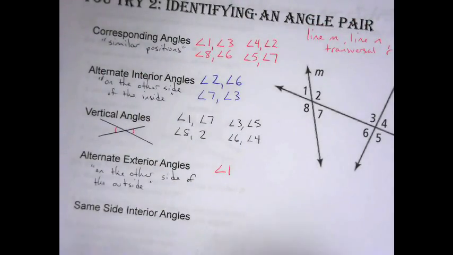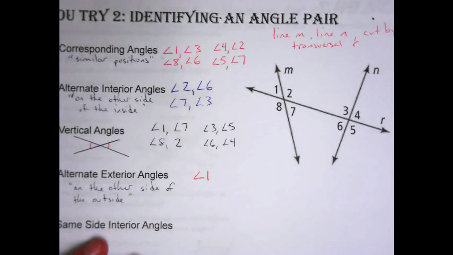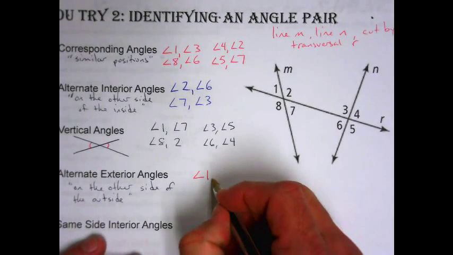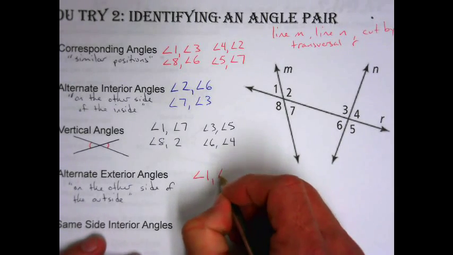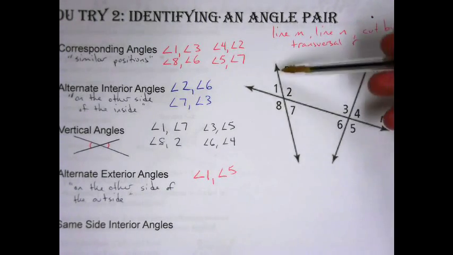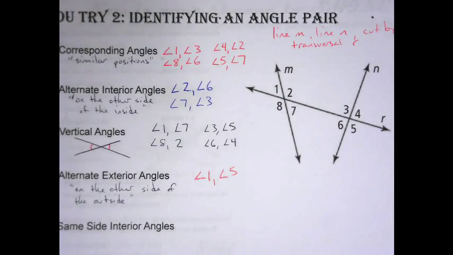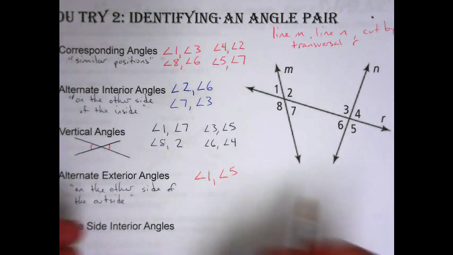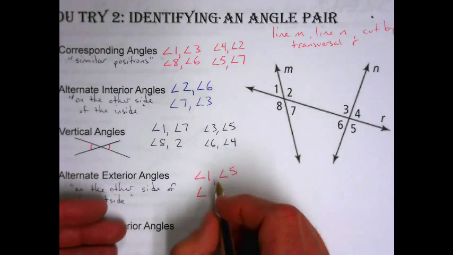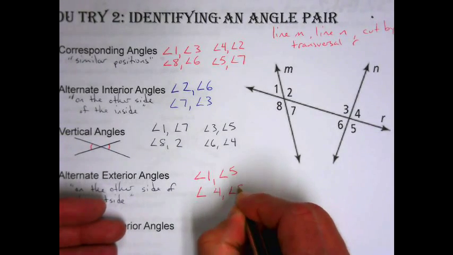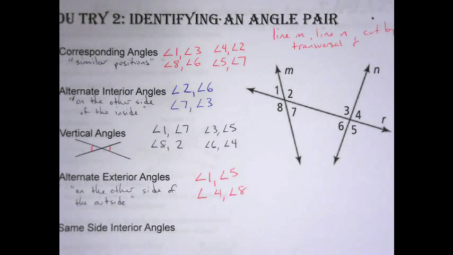So if I look at angle 1, what would be on the other side of the outside of angle 1? And I only have angle 1, angle 8, angle 4, and angle 5. It would be angle 5, right? That's on the other side of the outside, right? So that's my alternate exterior angle. And the other angle pair, alternate exterior, hopefully you've figured it out by now. Angle 4, angle 8. And that is alternate exterior, okay?